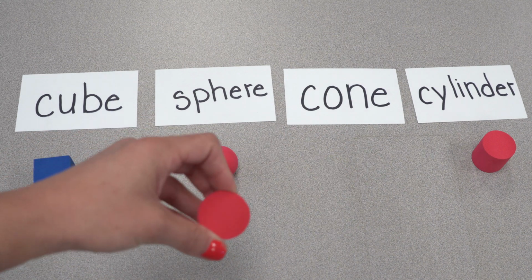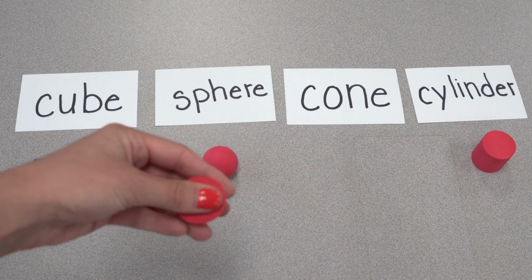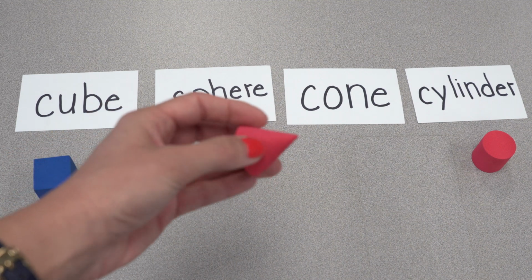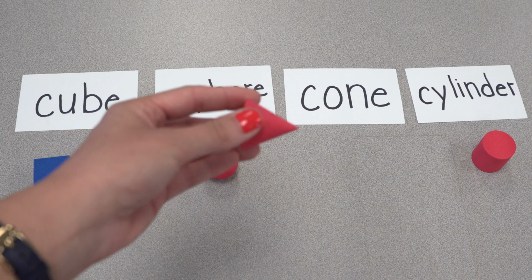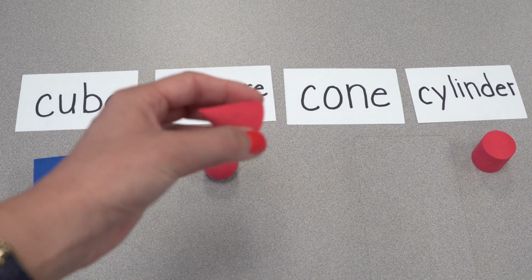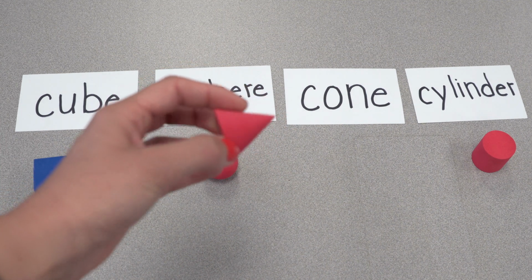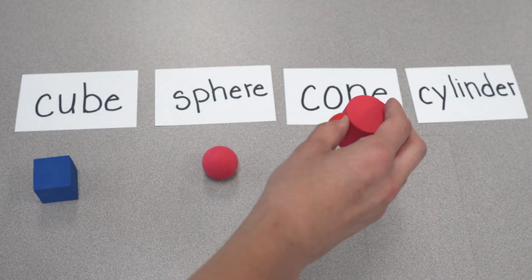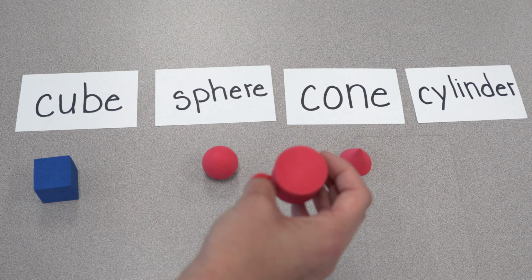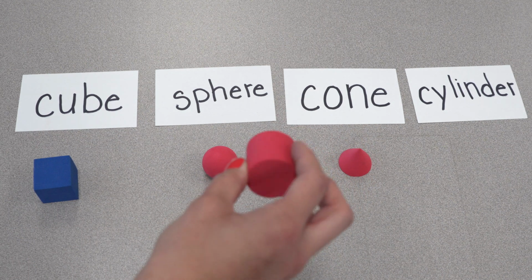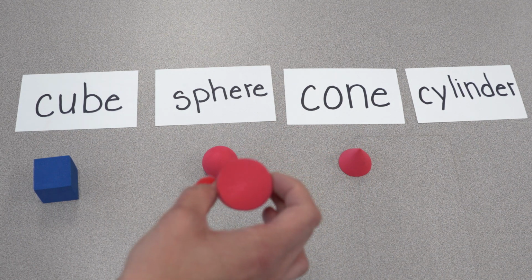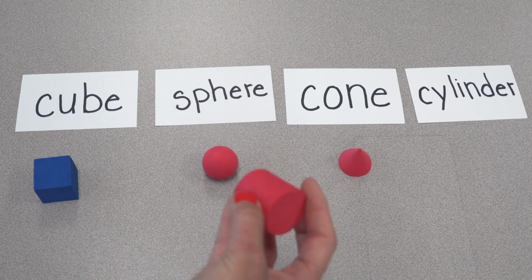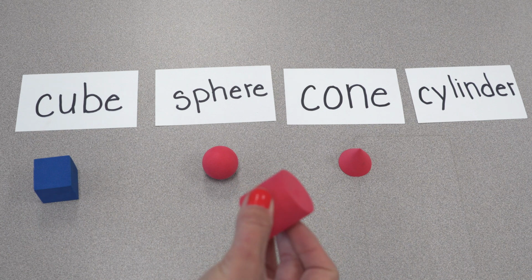All right, let's look at the cone. Again, we said that the cone has a flat side and it also has a curved side. Can you think of anything that has the shape of a cone? Maybe a party hat. Cool. And our cylinder has two flat sides and no corners. Can you think of anything that has the shape of a cylinder? Maybe you have some cans in your pantry that are the shape of a cylinder.